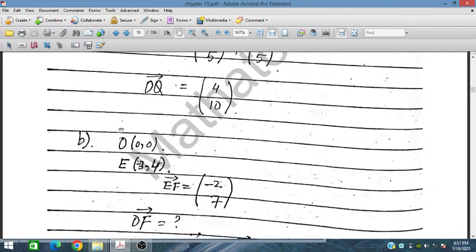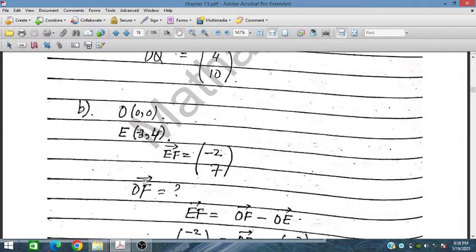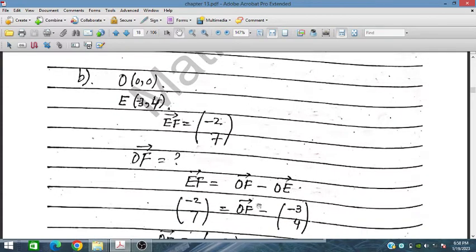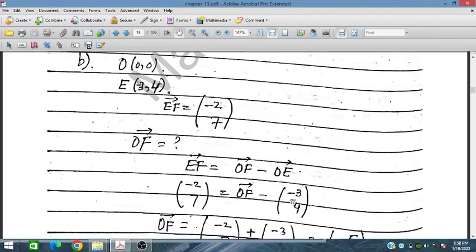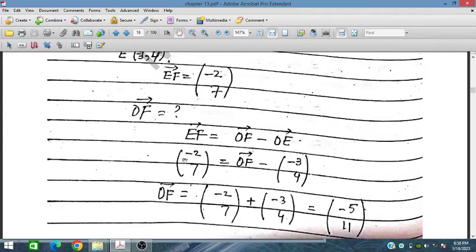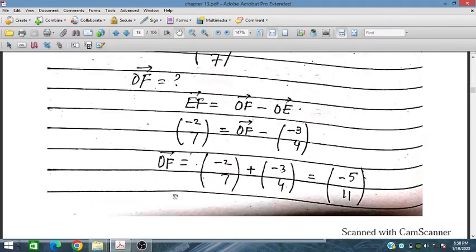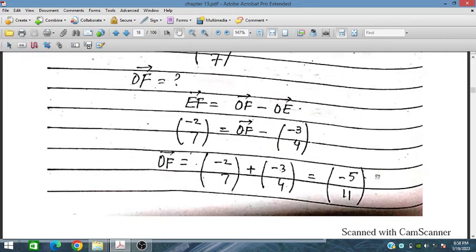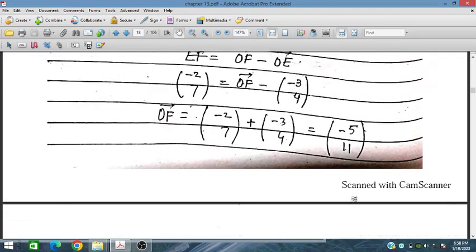Similarly for part B, we have the origin, and E is given as minus 3, 4, and EF is given as minus 2, 7. We have to find the position vector of F. So EF is equal to OF minus OE. We have to find OF, and OE is given as minus 3, 4, and EF is given as minus 2, 7. We should place this on the other side, where the negative becomes positive. So OF is minus 5, 11. The position vector of F is minus 5, 11.